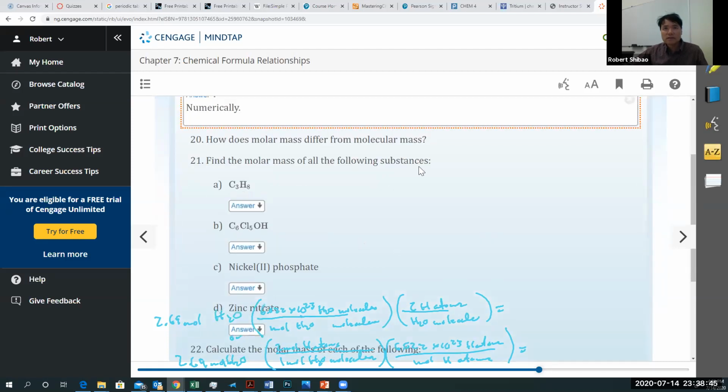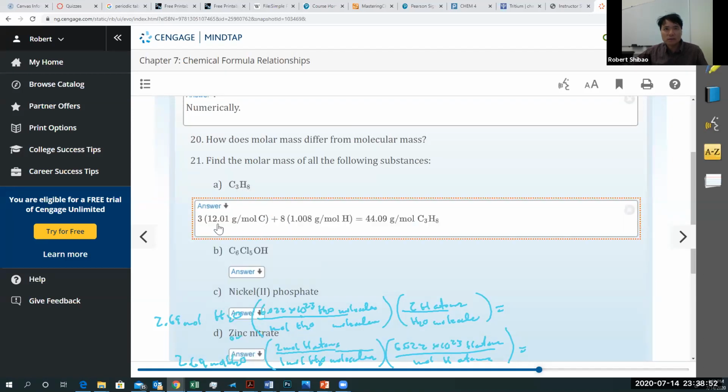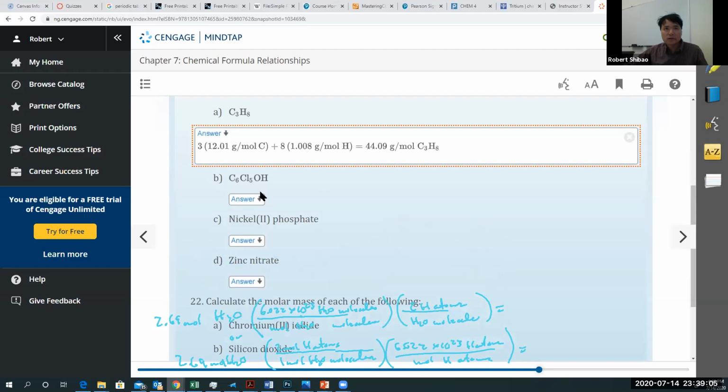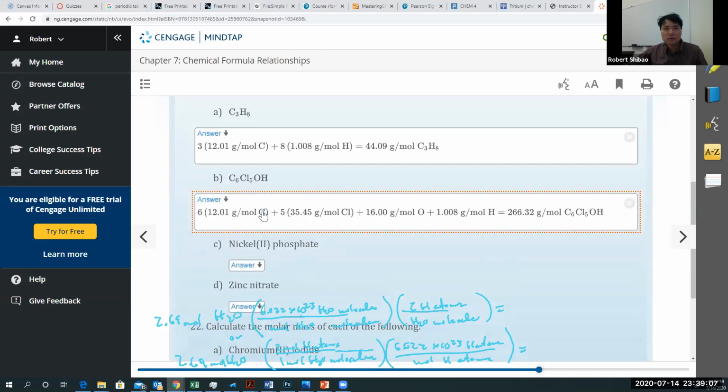Find the molar mass of each of the following. So 3 carbons is 3 times 12.01, 8 hydrogens, 8 times 1.01, 44.09. The numbers we could use interchangeably, gram per mole or U per atom in that case. 6 carbons, 5 chlorines, 1 oxygen, 1 hydrogen. 6 carbons at 12.01, 5 chlorines at 35.45, 1 oxygen at 16.00, and 1 hydrogen at 1.008 or 1.01 I would use.